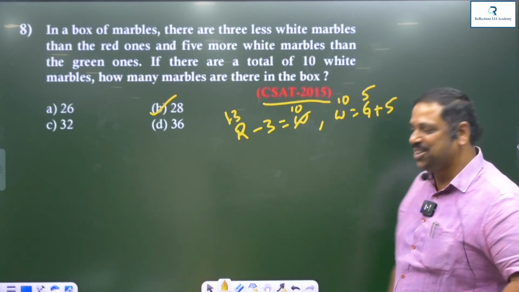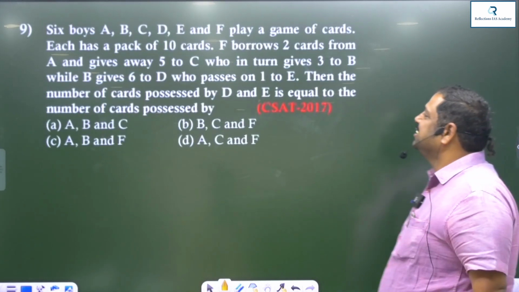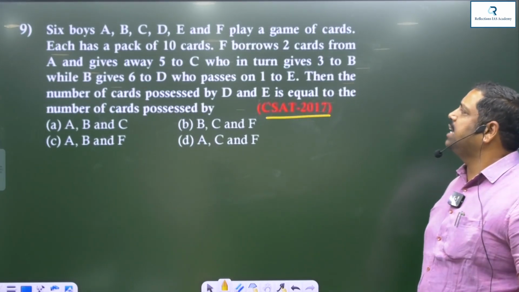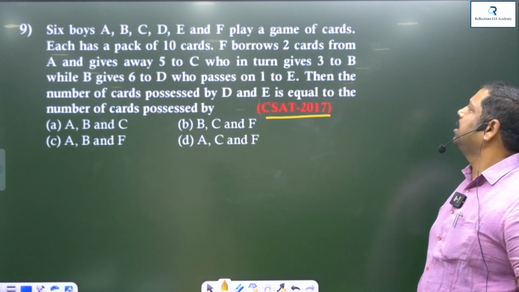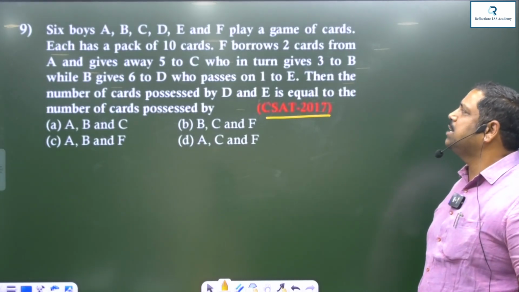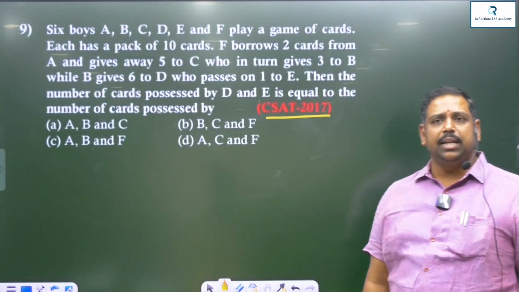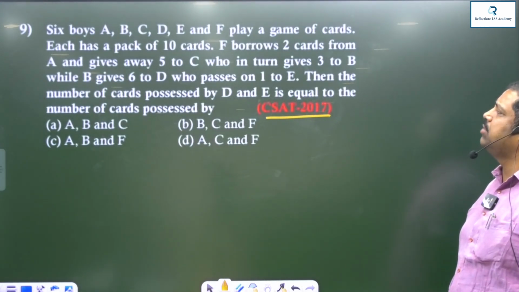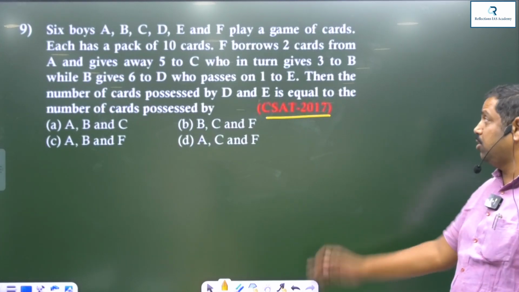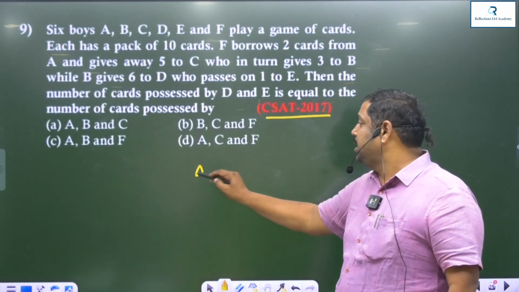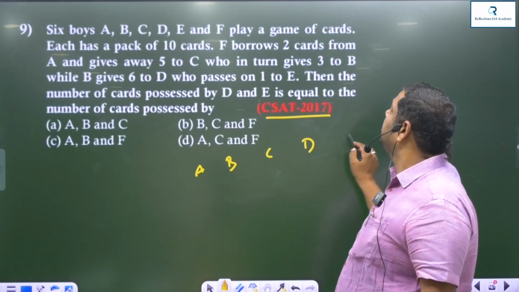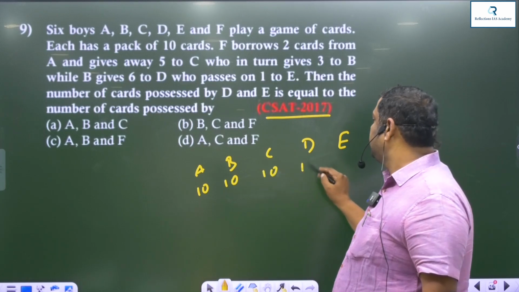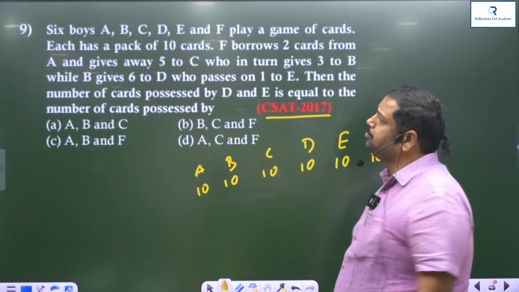Okay. So this is the CSAT 2017 question. 6 boys A, B, C, D, E and F play a game of cards. Each has a pack of 10 cards. F borrows 2 cards from A and gives away 5 to C. Who is, oh my god. Okay, what we have to do is A, B, C, D, E, F. Initially all have how much here? 10, 10, 10, 10, 10, right?